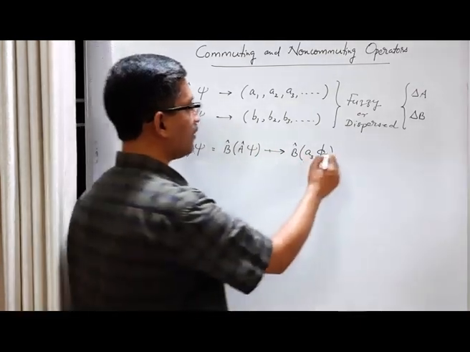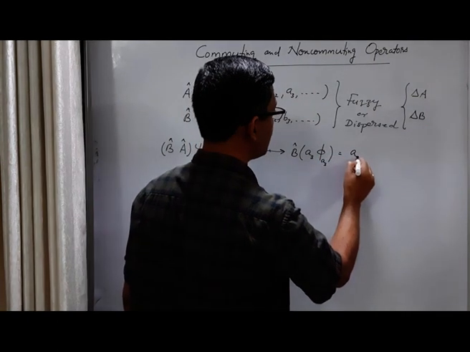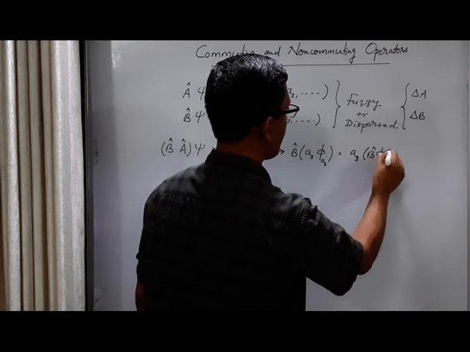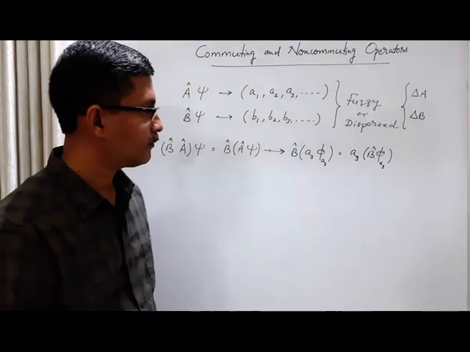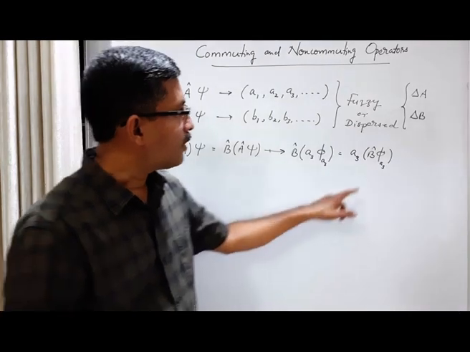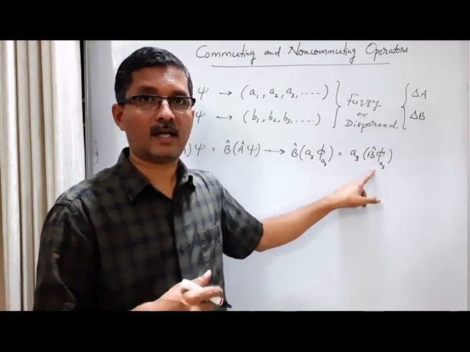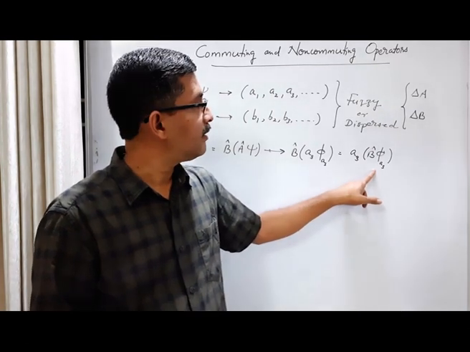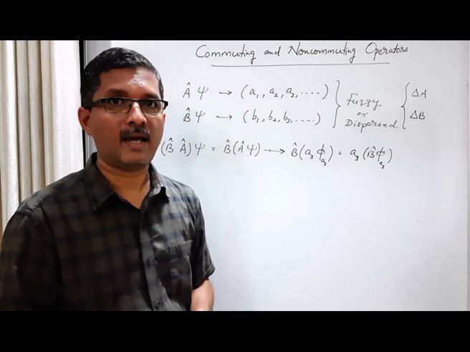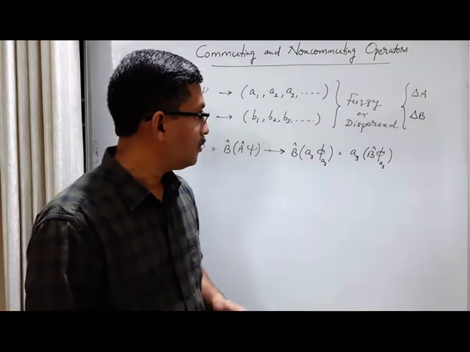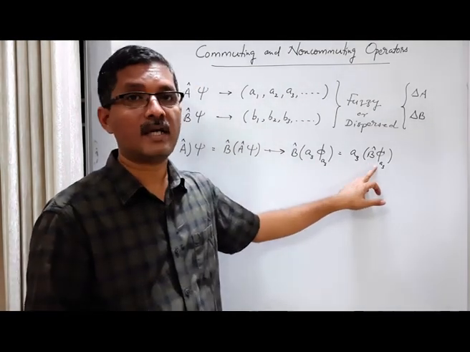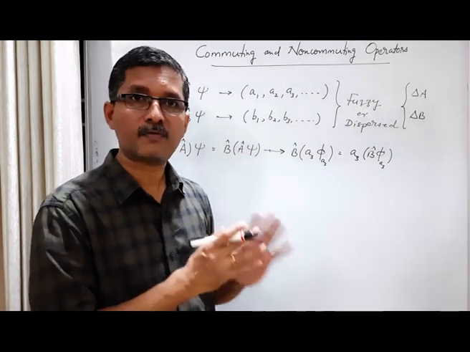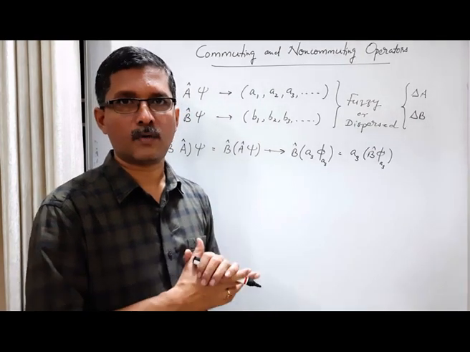Now A3 is a scalar, so we can write this as A3, and now B acts on this phi A3. What is phi A3? It is an eigenstate of operator A. It's not an eigenstate of operator B. There are no common eigenstates for A and B. So this is a general state for operator B. It's an eigenstate of operator A, but not of operator B.